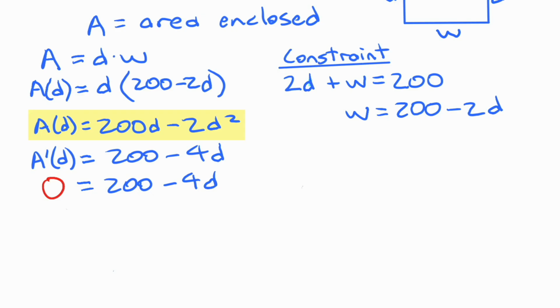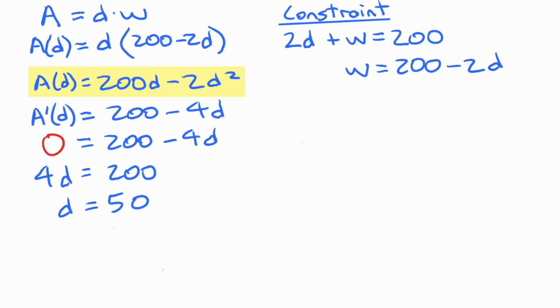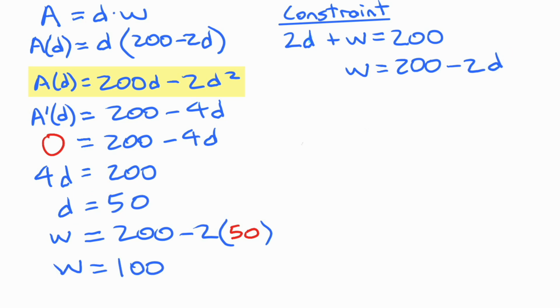If 200 minus 4d is 0, I'm going to move that to the other side and make it 4d is equal to 200. And so if we divide by 4, we've got d is equal to 50. And then we can now find the w value. Again, you can go back to this constraint here and substitute it in. So w is equal to 200 minus 2 times 50, just replacing that d value with what we just found of 50. And then, of course, w is 100.